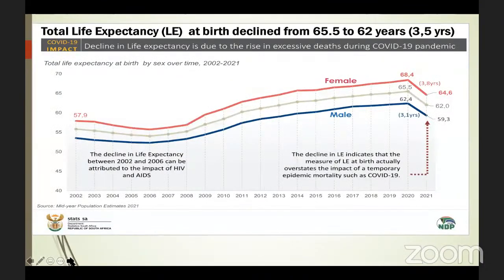Next slide, please. So this is basically a map showing the decline in life expectancy due to the COVID-19 pandemic. It shows that between 2002 and about 2006, the decline in life expectancy was attributed to the impacts of HIV and AIDS. And then now, between 2020 and 2021, it was due to COVID. Next slide, please.